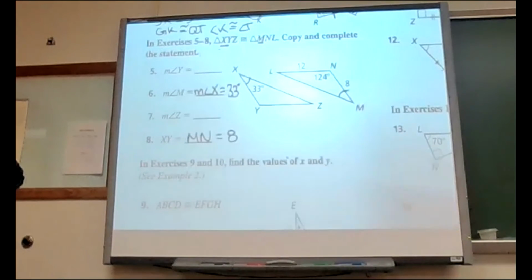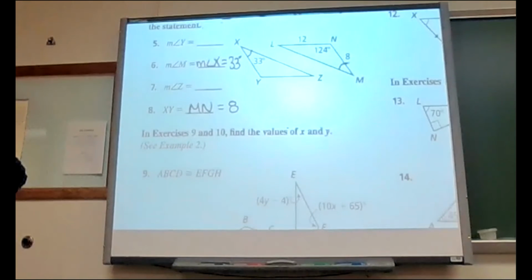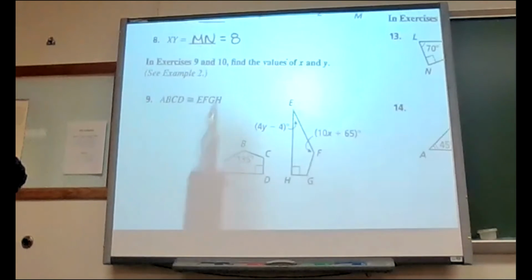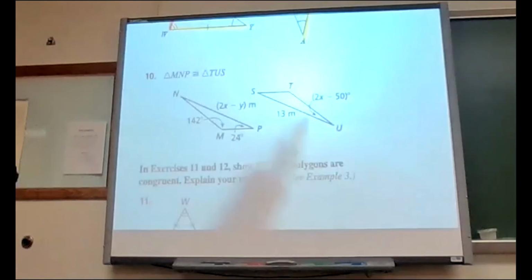Same with the odd ones that you'll do between today and tomorrow. 9 is a tricky one. We match up the parts to get our equations, how to solve for Y and X. We need to match up which angle goes to which. 10 is similar, so let's look at 10 together.